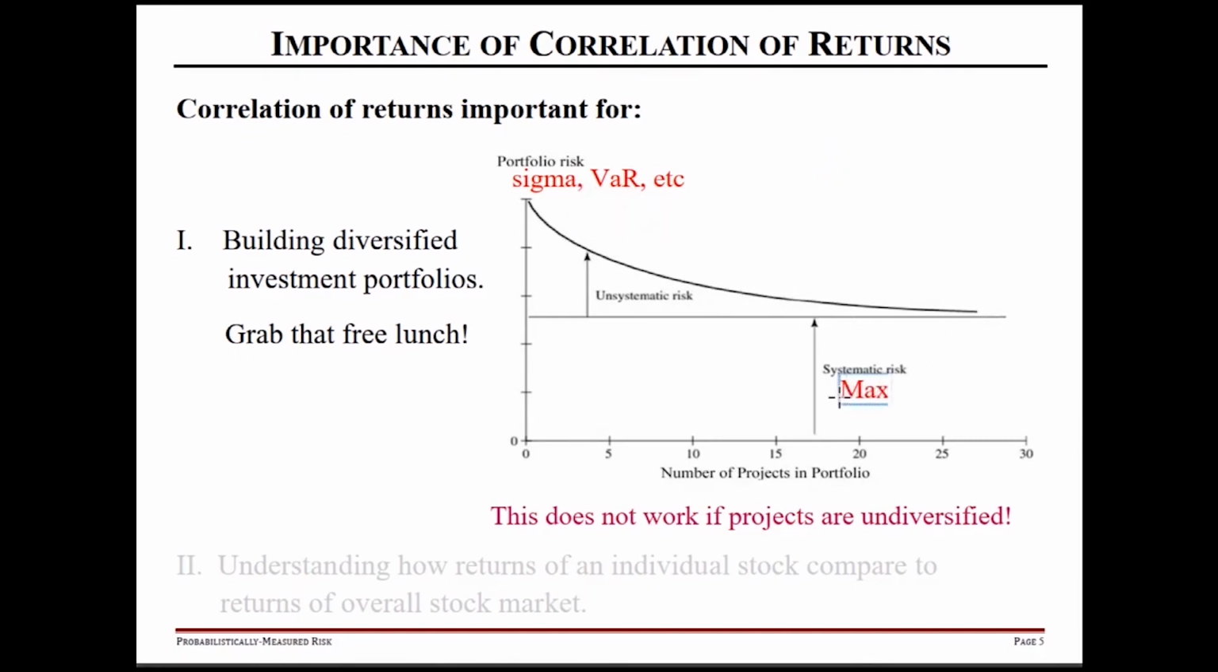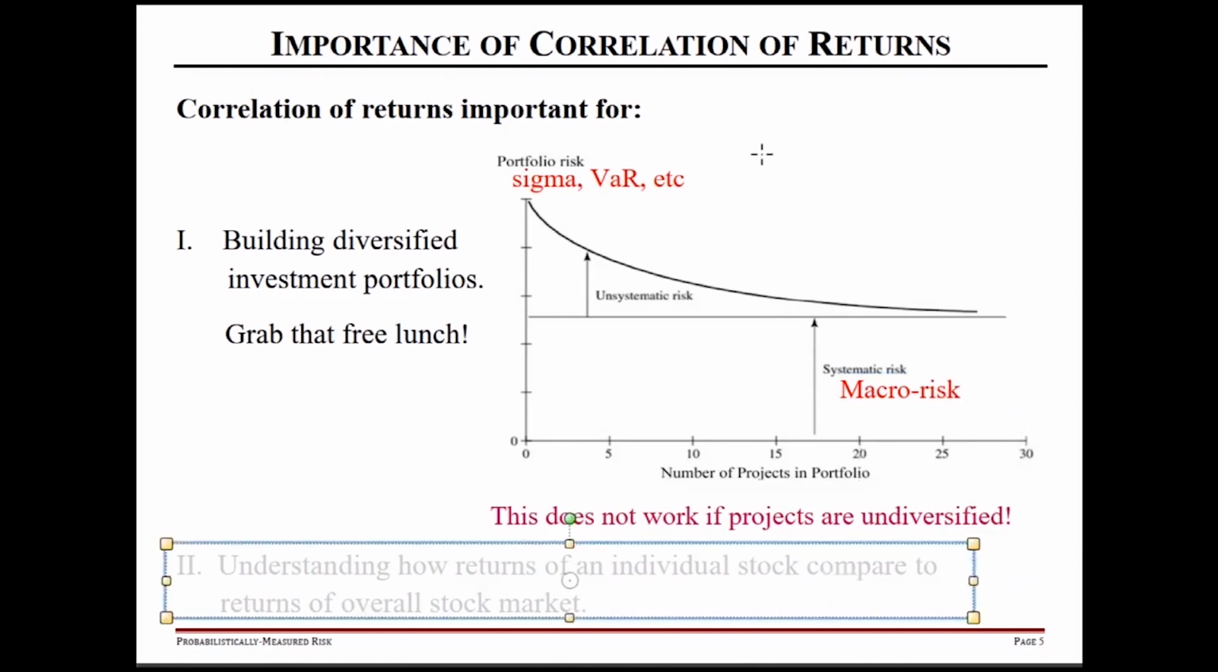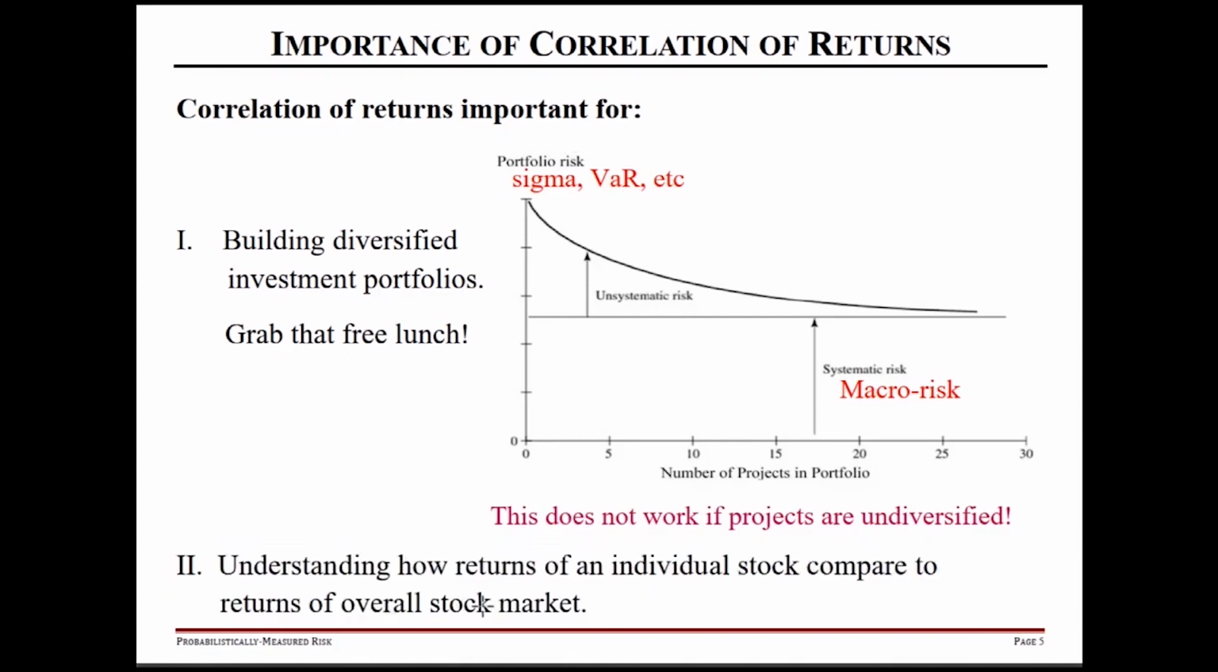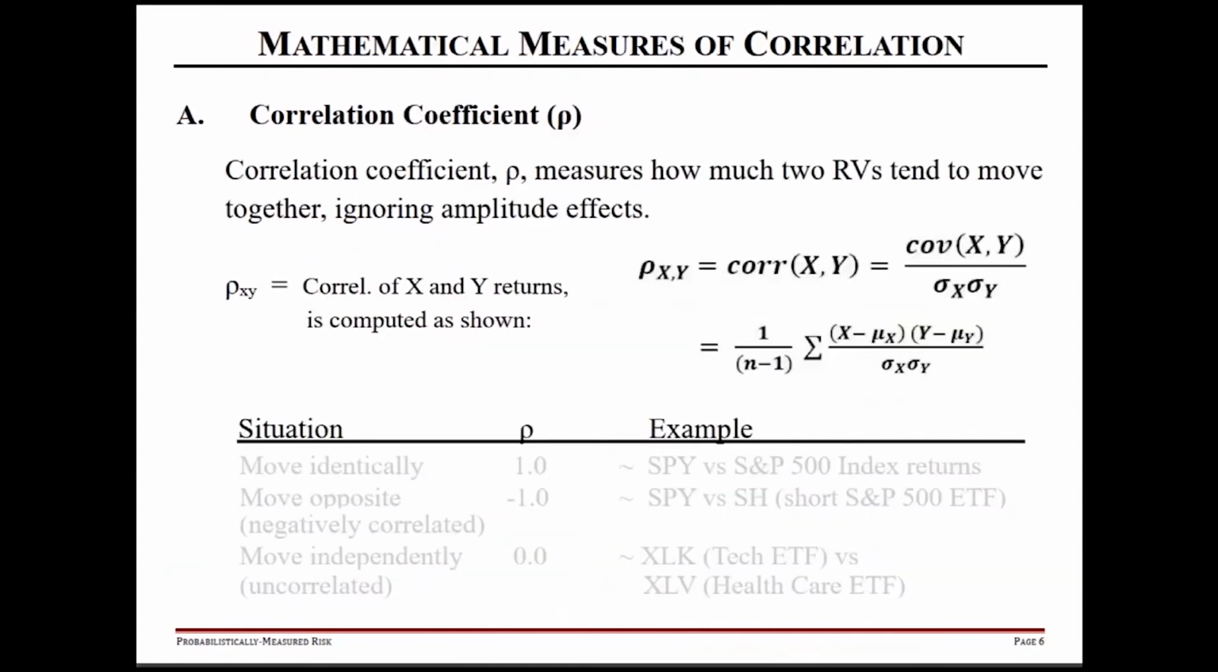And once we get to about 30 or so assets in our portfolio, it's sort of asymptotically leveling off here. So this is why investing in a diversified portfolio is so helpful. We're going to use correlations for this really big important reason, and we're also in this chapter going to use correlations to understand how an individual stock's returns compare to the returns of the overall stock market.